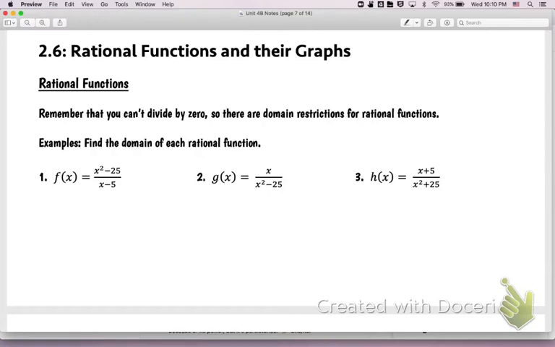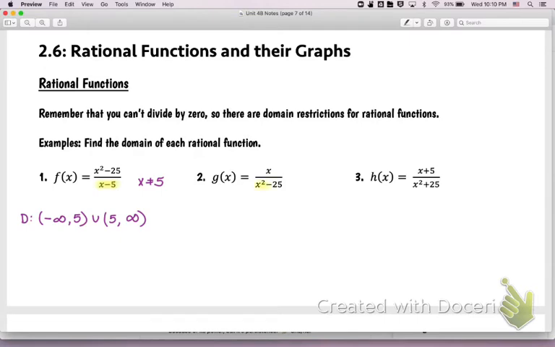Remember that since we can't divide by 0, we're going to have to restrict the domain when we have a rational function. So anywhere that the denominator would equal 0 is going to be a problem. So here, x minus 5, x cannot equal positive 5 because that would make the denominator 0. So that means that the domain of this function is going to be everything from negative infinity up to positive 5, but we don't include 5, union positive 5, starting but not including positive 5, up to positive infinity.